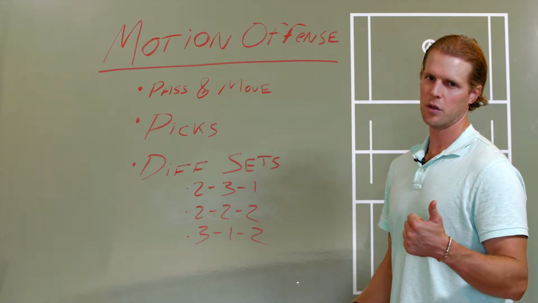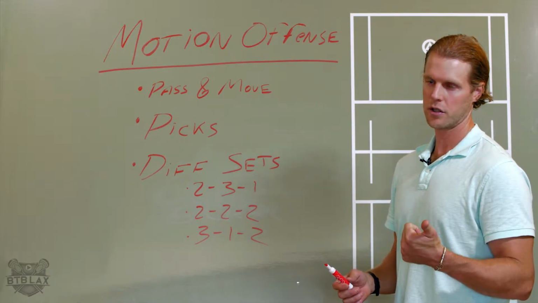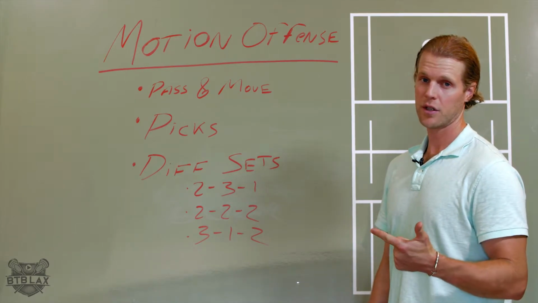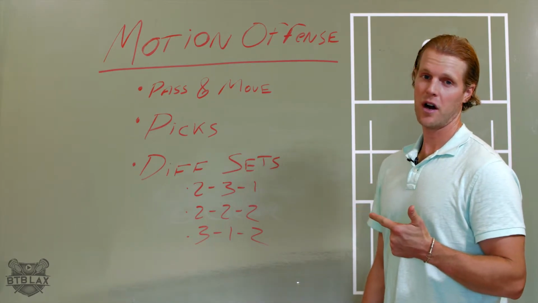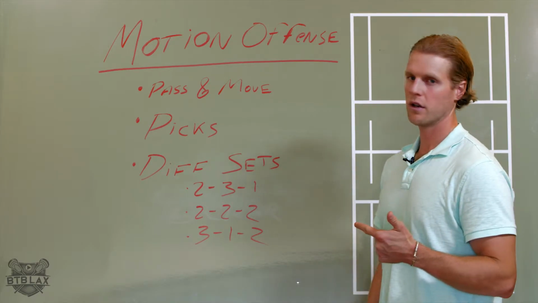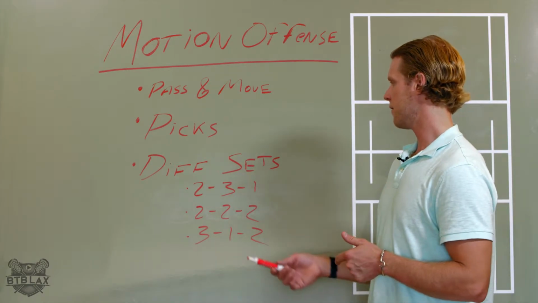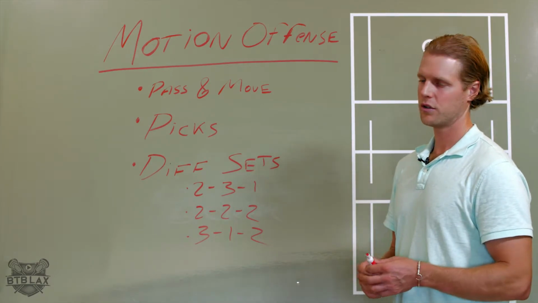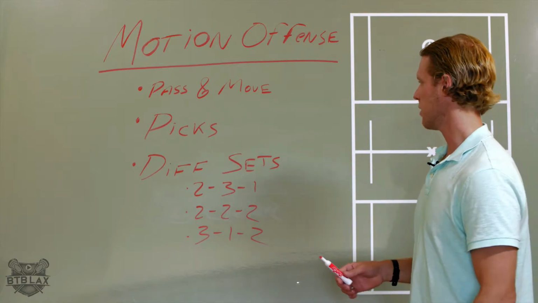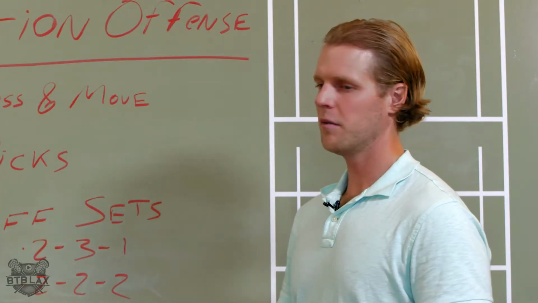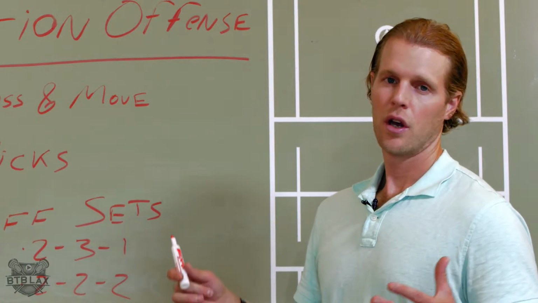So we have pass and move, which is the basic concept of a motion offense. We have picks, which I'm going to talk about a little bit in this video and a lot more in others. And then we have the different sets that you're looking for, and I'll draw those out so you know what I'm talking about. Passing and moving is basically what it sounds like.